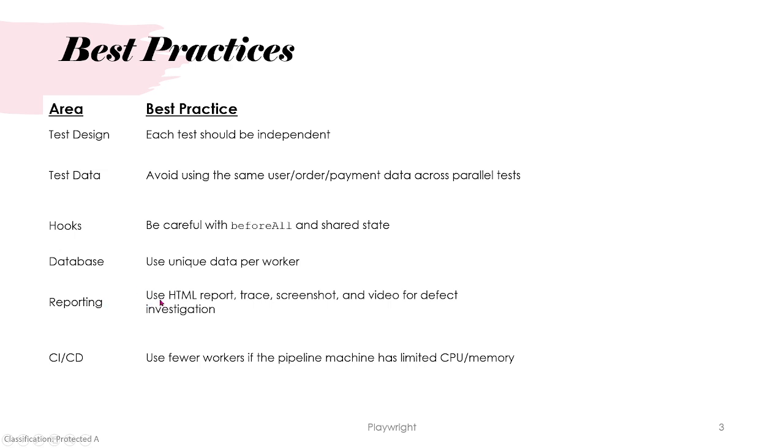Reporting: use HTML report, trace, screenshot, and video for defect investigation. CI/CD: use fewer workers if the pipeline machine has limited CPU and memory.